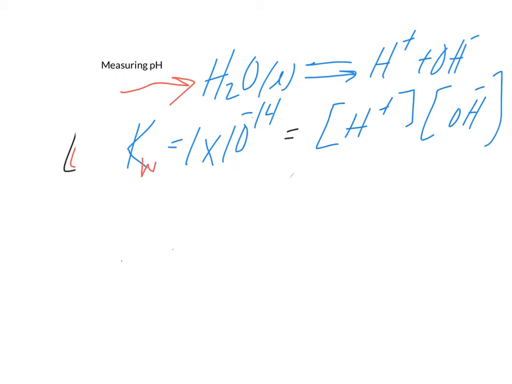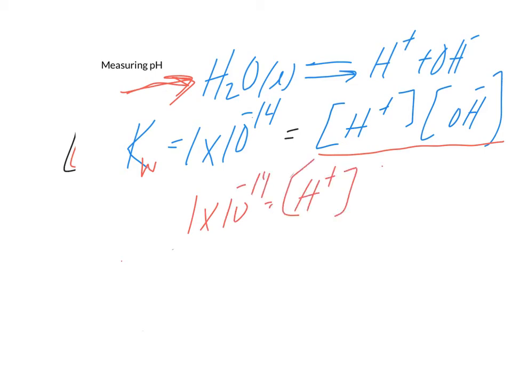Not Kc, not Kp, but Kw, where the W stands for the equilibrium constant for water. In this case, it's equal to the ratio of products compared to reactants. The products are H plus and OH minus divided by the concentration of reactants, which is H2O, but H2O is a liquid, and you cannot determine the concentration of a pure liquid. So the Kw value for water, 1 times 10 to the minus 14, is equal to the concentration of H plus times the concentration of OH minus.